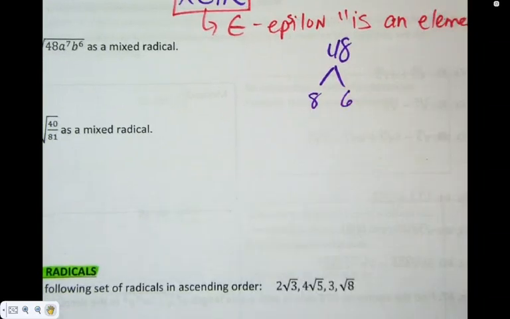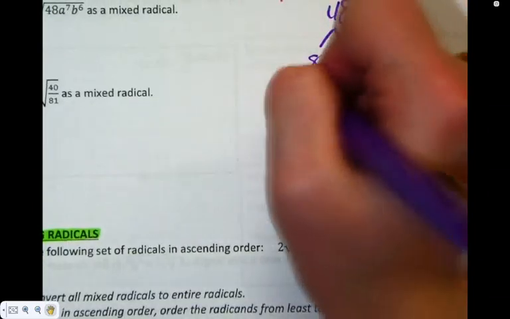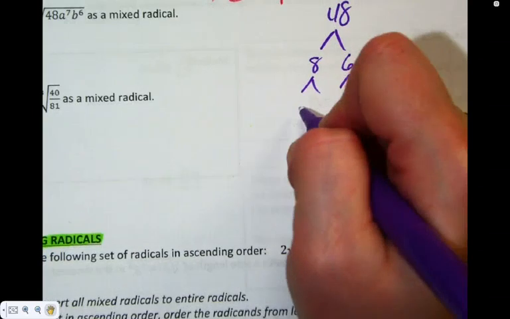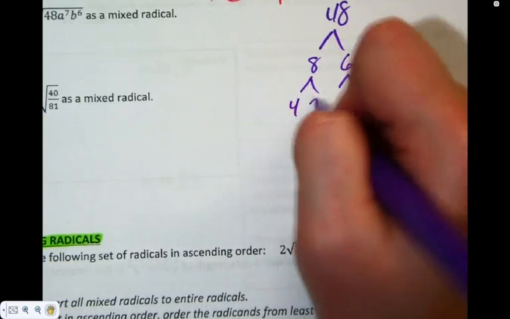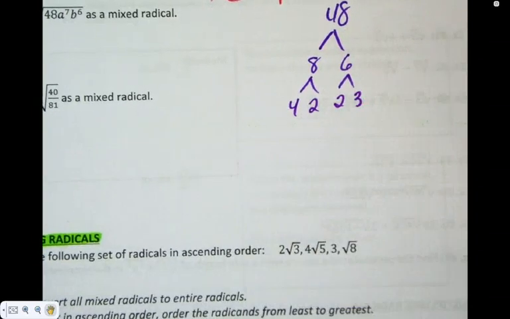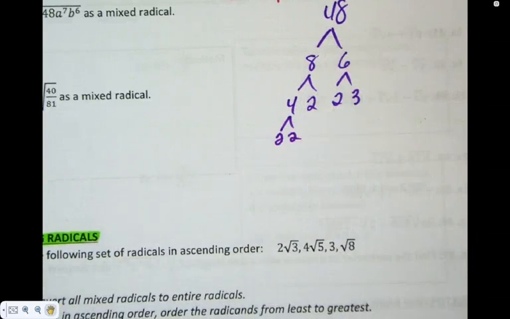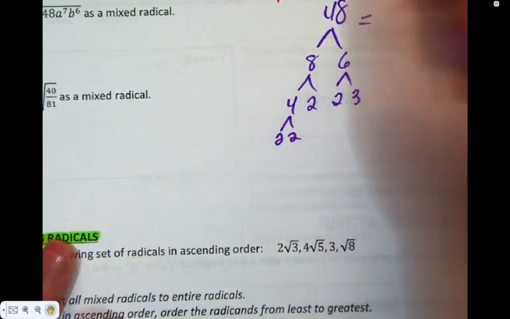Yes, the other number would be 6. Neither of those are prime factors, so we've got to split them. Okay, some prime factors in there, but are we done? Okay, so let's just put all that together.